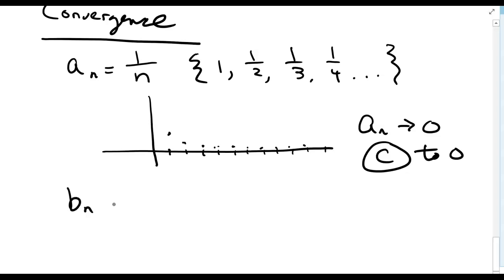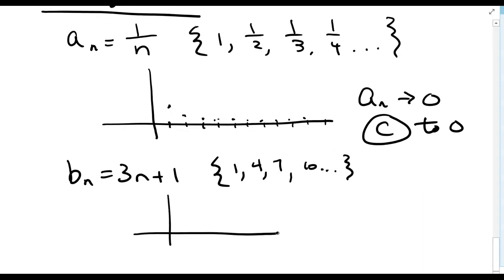Now take another sequence, b sub n equals, oh, keep it simple, 3n plus 1. Of course, what does it look like? You could start at 0 at this one if you want. If you start at 0, you get 1. At 1, you get 4. At 2, you get 7. At 3, you get 10, and so on. It's a linear relationship, so you can see what's happening here. Again, a series of dots, not a line.